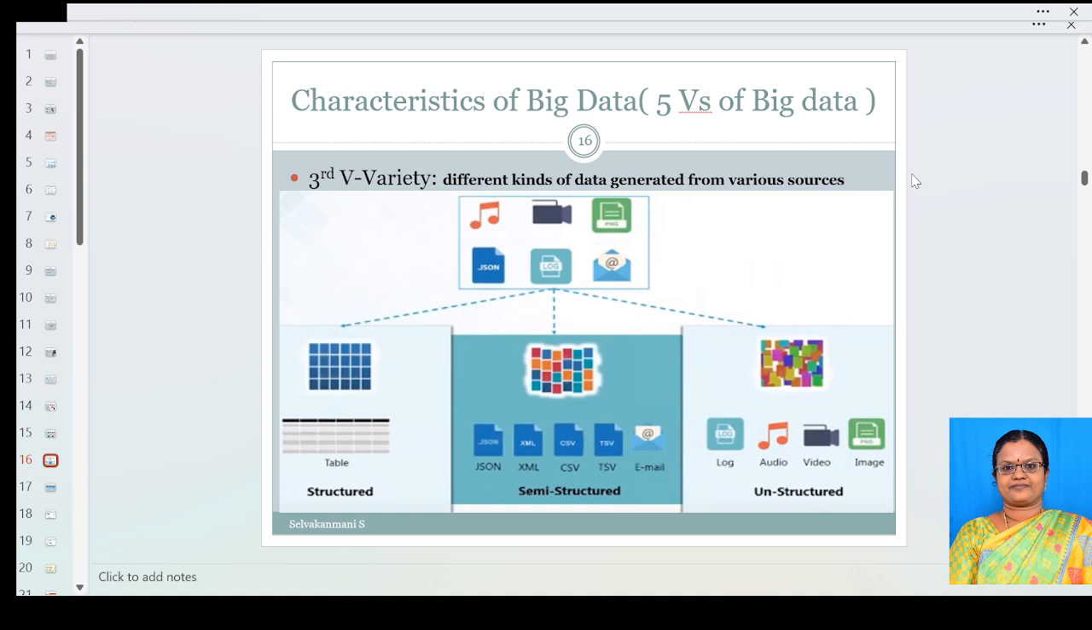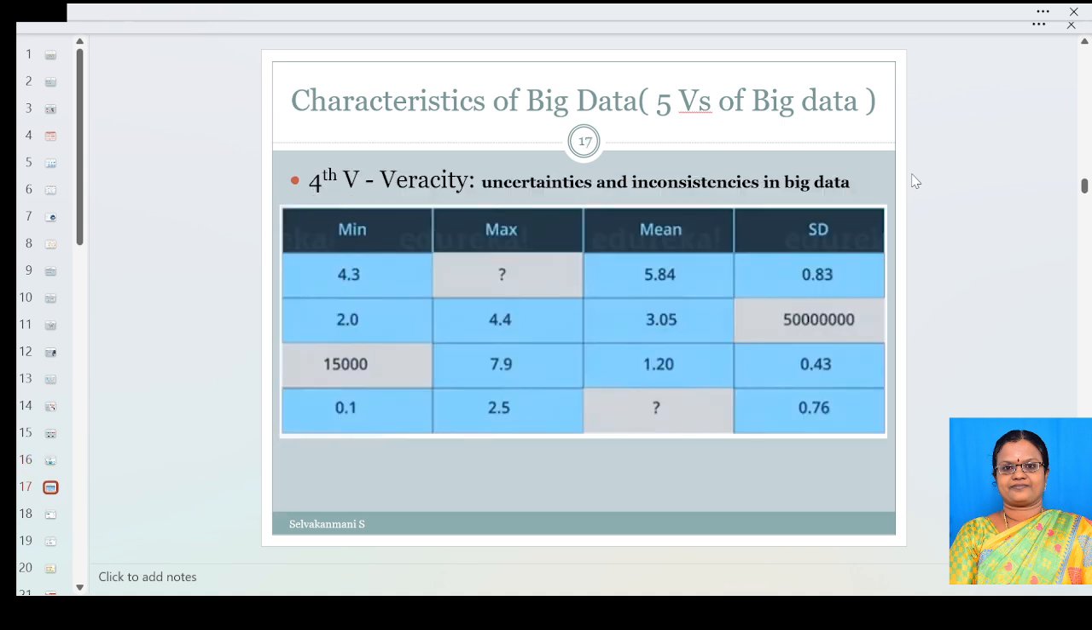The data might be in a structured format, or it might be in a semi-structured format, or it might be in an unstructured format. The fourth one is the veracity. So uncertainty and the inconsistency that happens in the big data, we call them veracity. What is uncertainty and inconsistency?